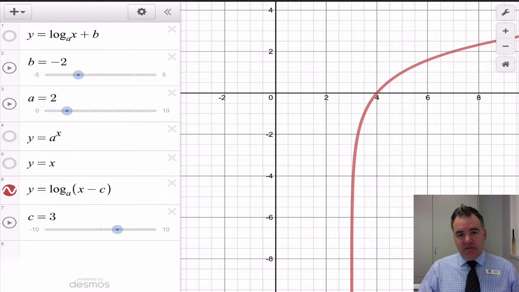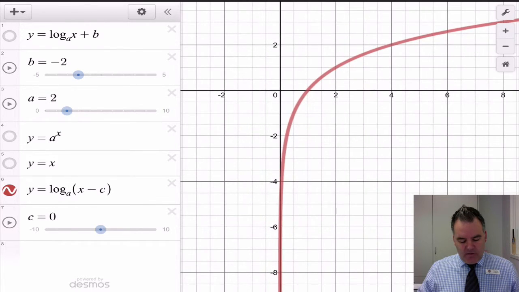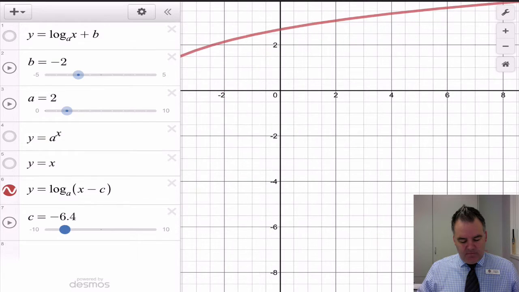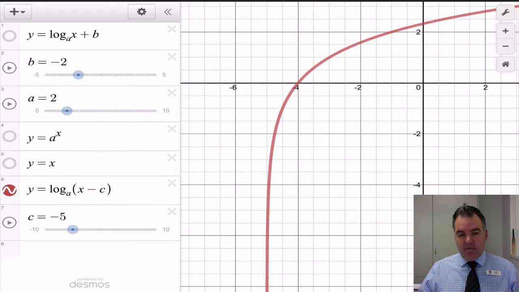Additionally, the asymptote for this graph now is no longer the y-axis. It's been moved across 3, so the line x equals 3 is an asymptote for the graph. Everything just shifted across 3. I could also go the other way. This would be log base 2 of x plus 5. So we've moved everything 5 to the left. Now instead of going through (1, 0), it's going through (-4, 0). And the vertical asymptote would be x equals -5.